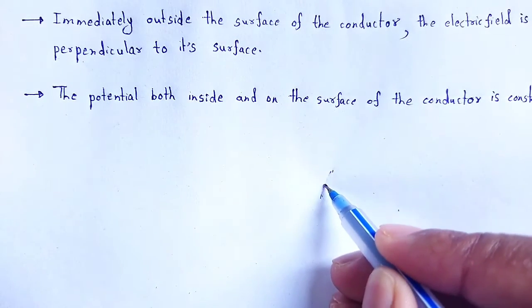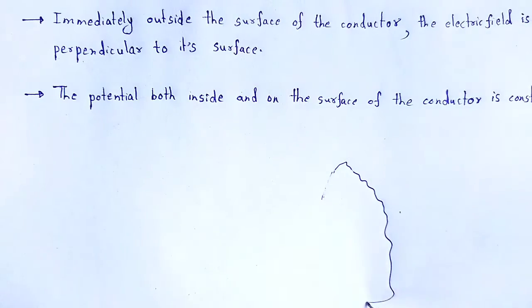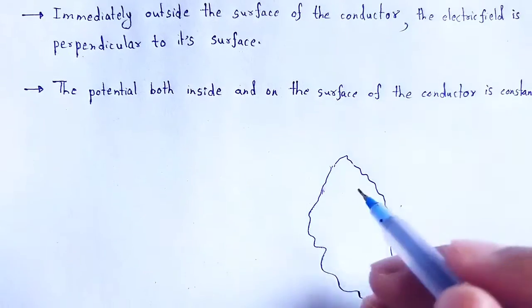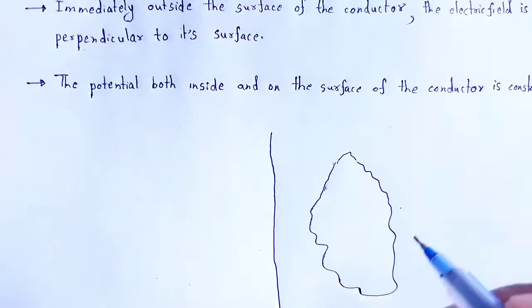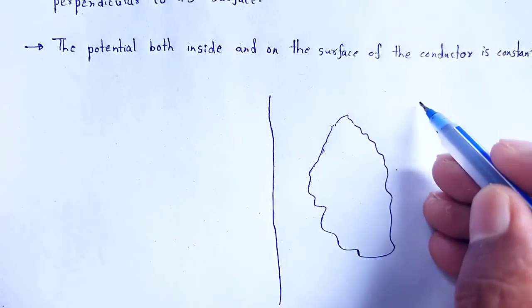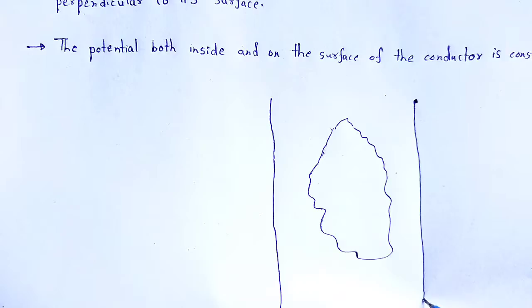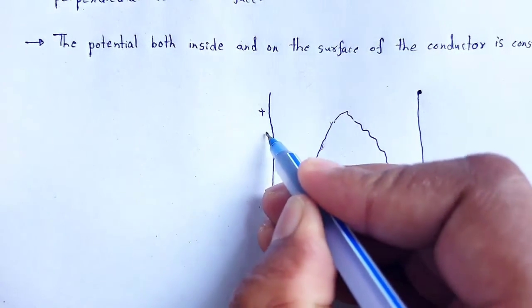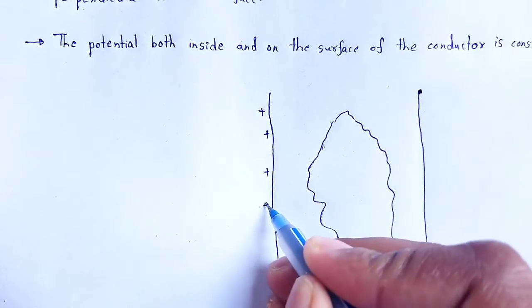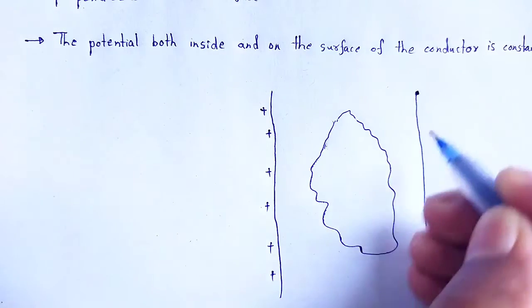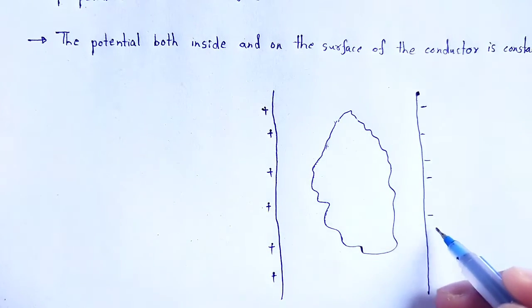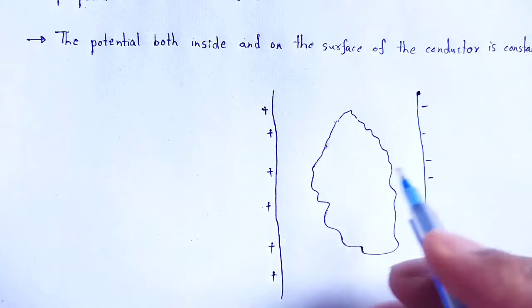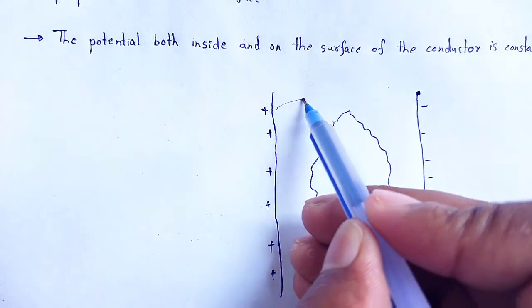Here we take a conductor. When that conductor is placed in an external electric field, this is the external electric field, and an induced field is created like this.